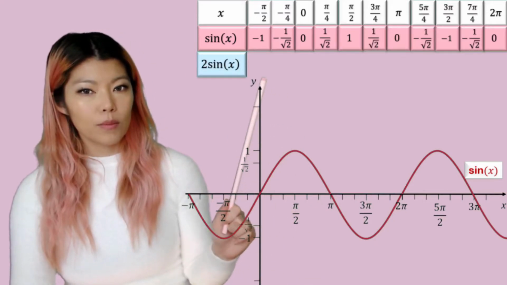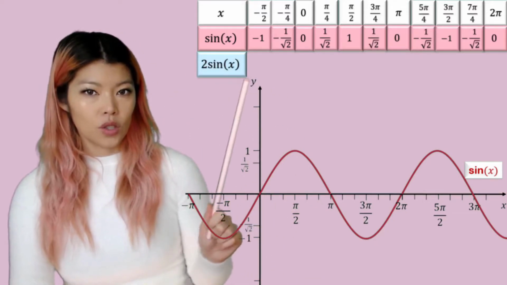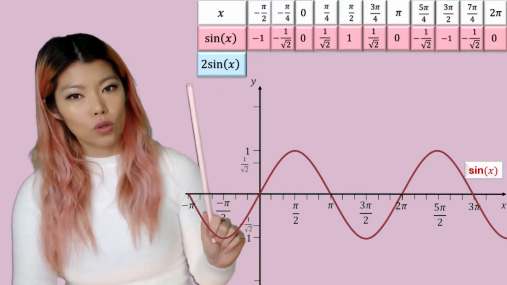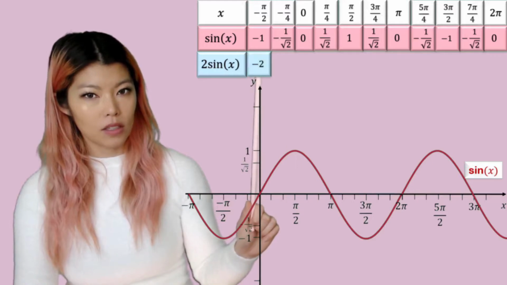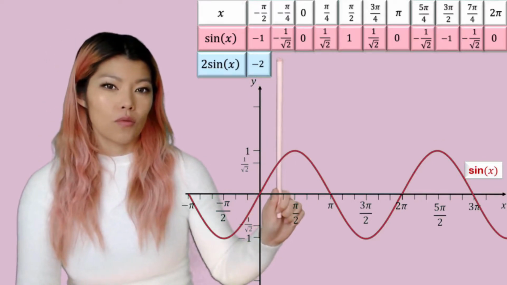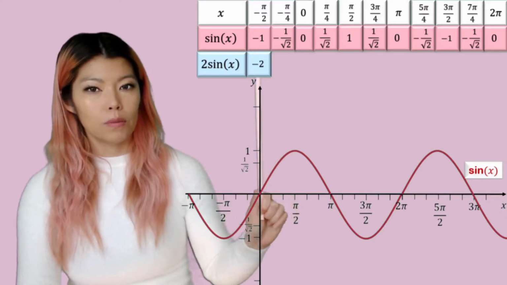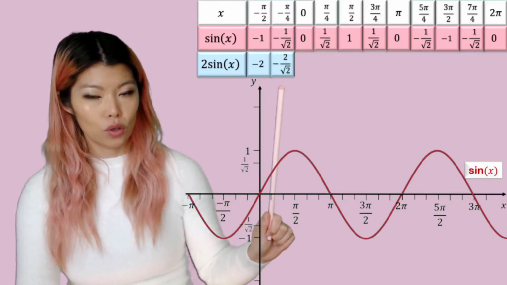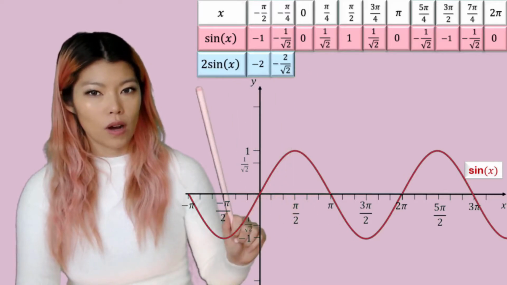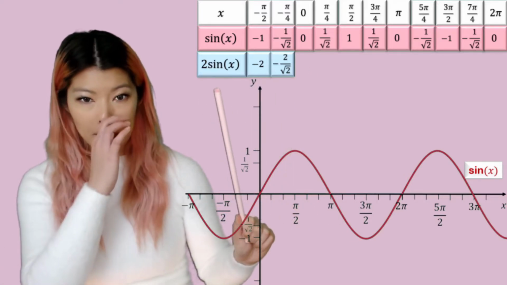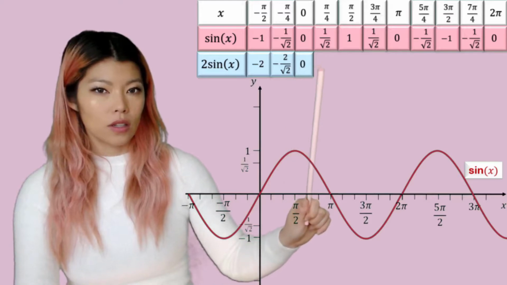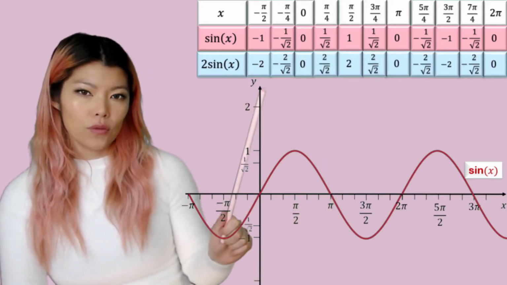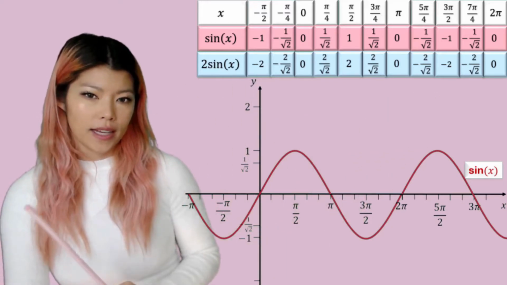We can do the same to plot 2 sine x. When x is minus pi on 2, sine x is -1, but 2 sine x would be -2. Same thing with the next bit: negative pi on 4 would mean that 2 sine x would be -2 over root 2. When x is 0, y equals 2 sine x equals 0. So we're multiplying all these values by 2, and we try to sketch this to figure out what 2 sine x looks like.